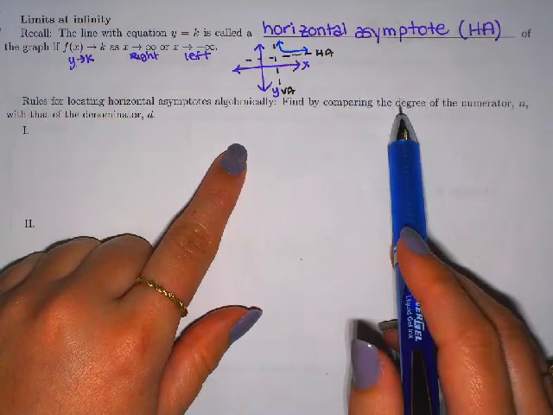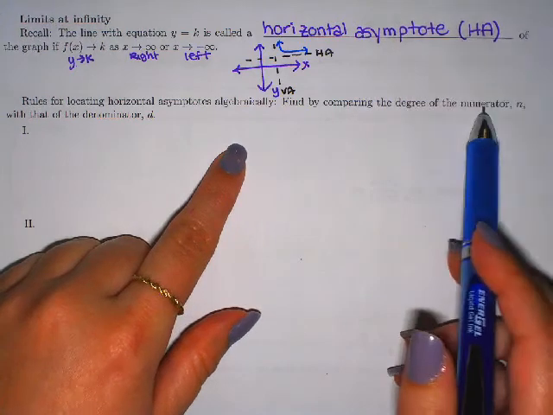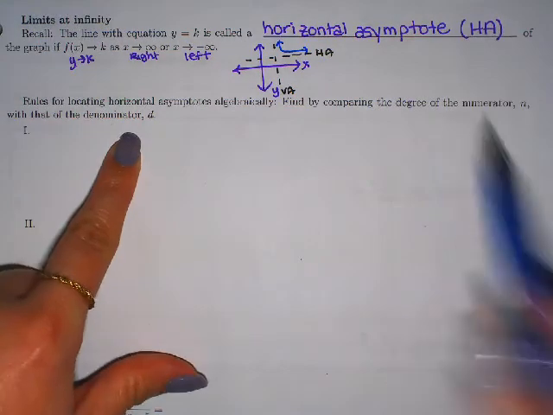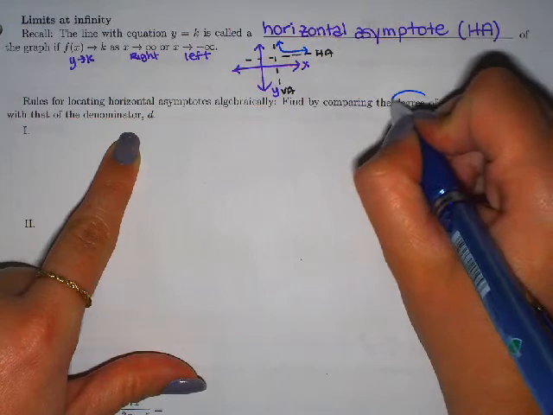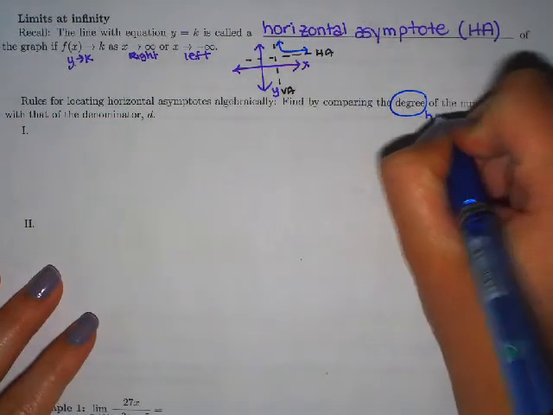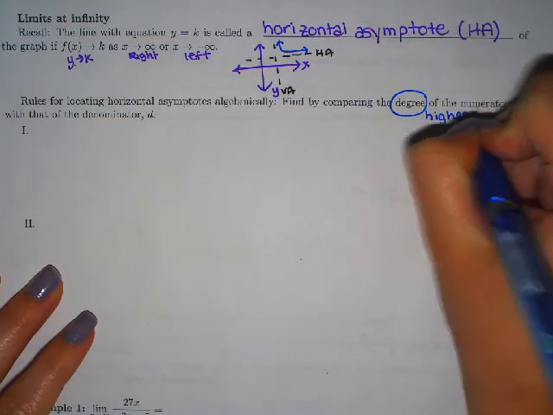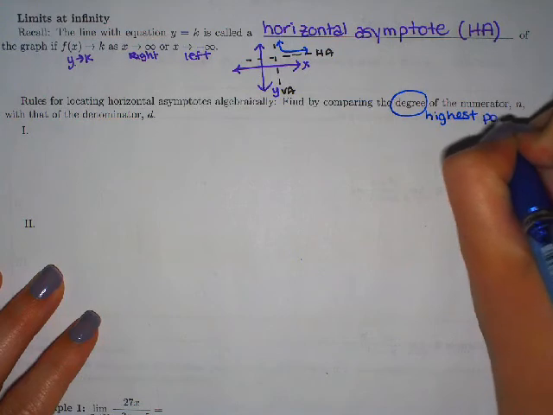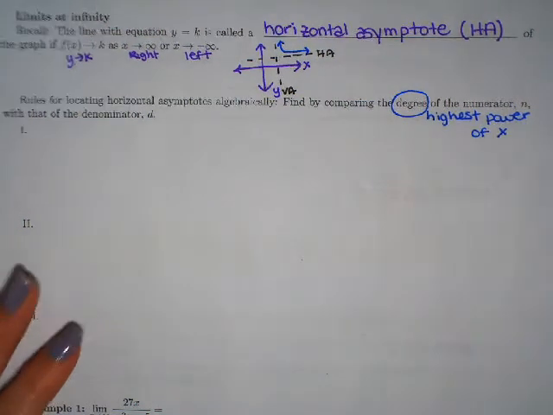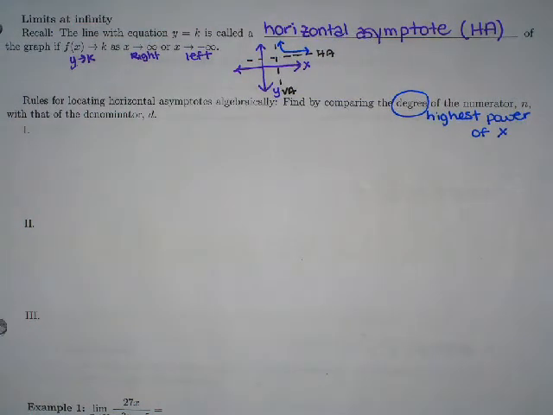So the rules say find by comparing the degree of the numerator n to the degree of the denominator d. So we need to remember what a degree is. What's a degree? Degree is the highest power of x. So if you have x squared plus x to the 5th minus 1, then your degree is 5 because x to the 5th was the highest one.